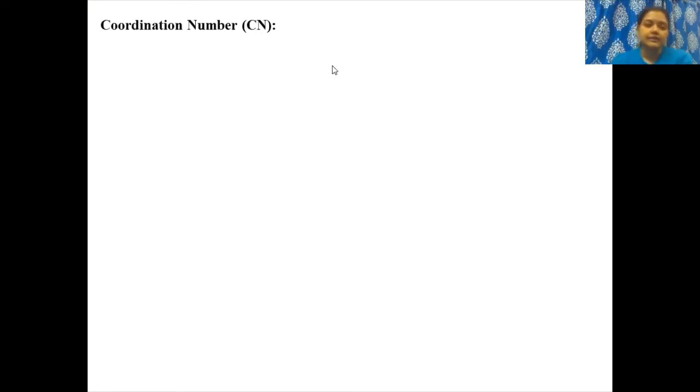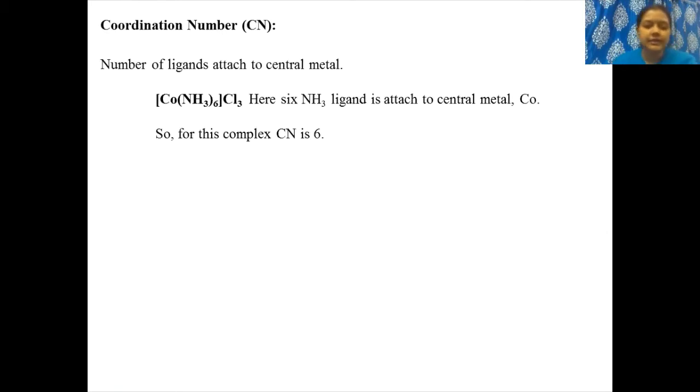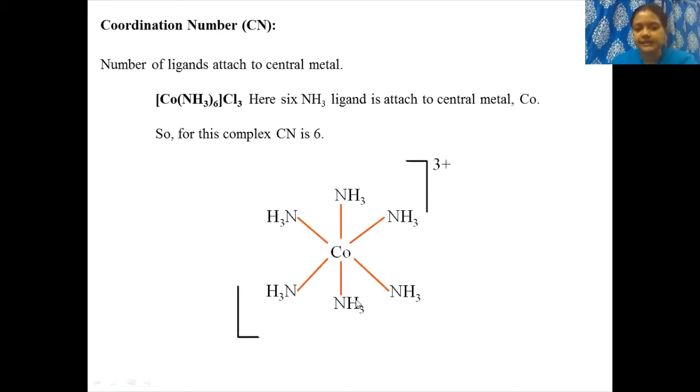The next important point is the coordination number. Generally, we say the number of ligands attached to the central metal is the coordination number. We will see some examples. The first example is [Co(NH3)6]Cl3. Here six NH3 ligands are attached to the central metal cobalt. So the coordination number of the complex is 6, which is correct.